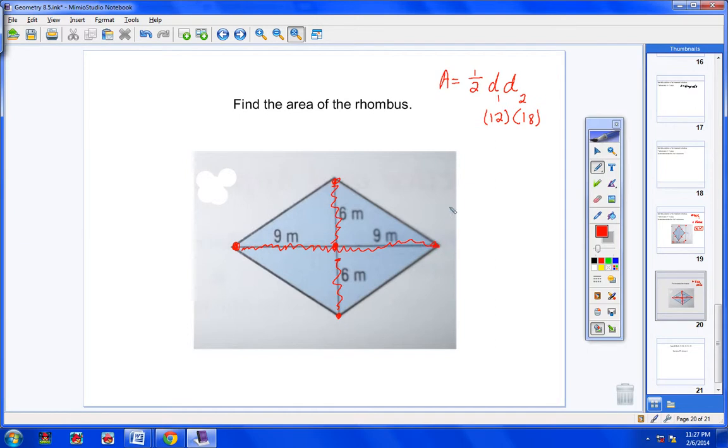All right, so we're going to take 1/2 times 12 times 18, and you should get 108 meters squared. So that's how you find the area of a rhombus.